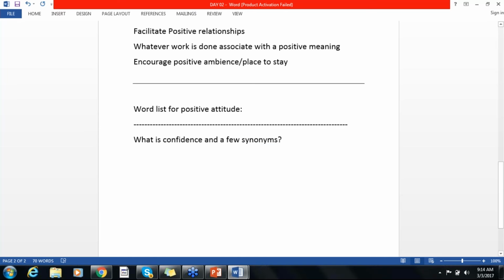Okay, now what is confidence? Confidence is the feeling or belief that one can have faith in oneself, in someone or something. What are the synonyms to confidence? First synonym is trust, belief, faith, and we have conviction. Okay, so that's the introduction of confidence. All right, so let's proceed.